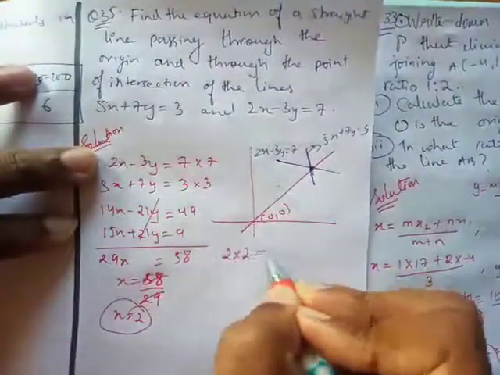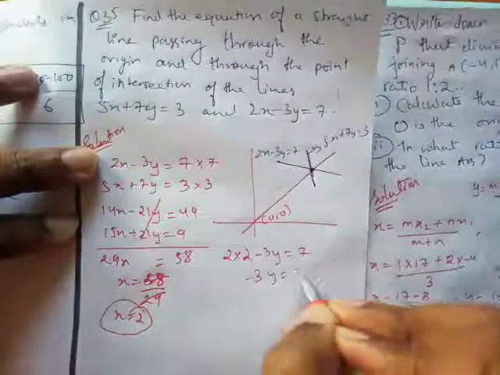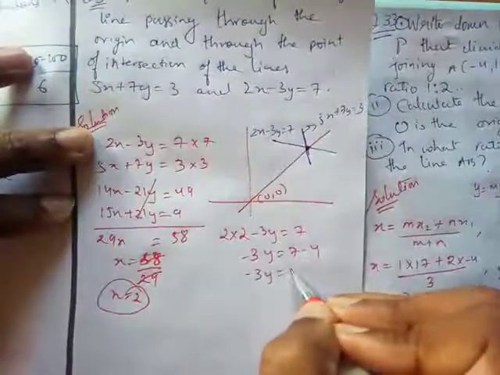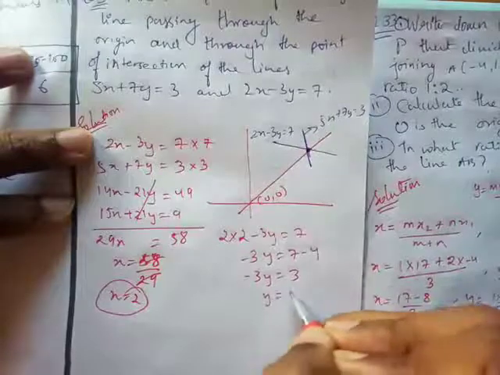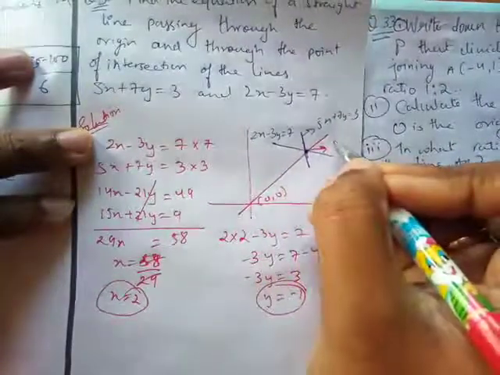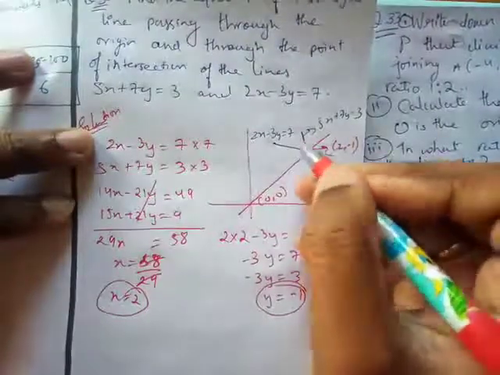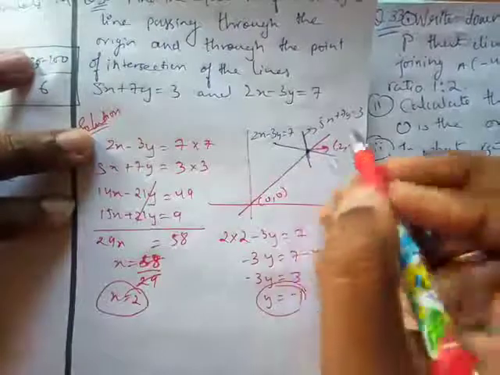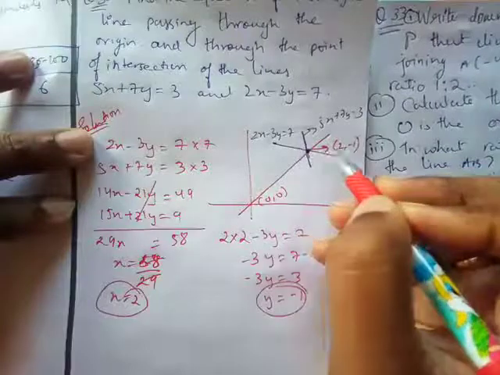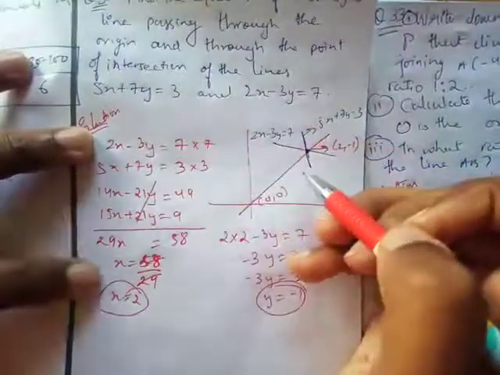2 into 2 minus 3y equals 7. 4 minus 3y equals 7, so minus 3y is equal to 3, and y is equal to minus 1. So what are the coordinates of this point? The point is 2 comma minus 1. Logically 2 comma minus 1 will not appear in the coordinates here, I'm just telling you that the point through which both lines pass is 2 comma minus 1. Now I have to find the equation of this line.